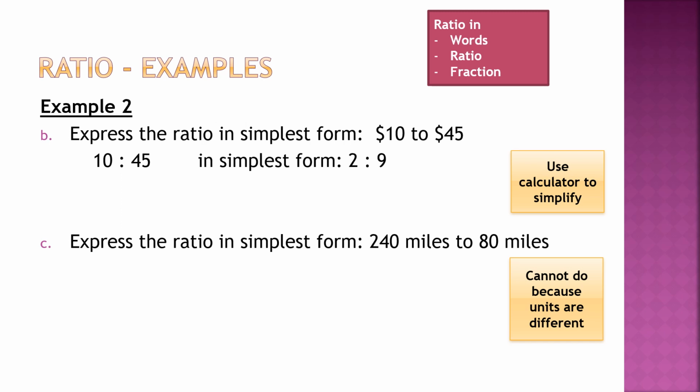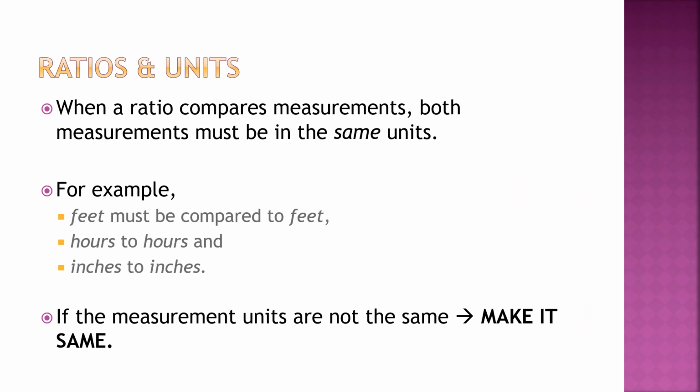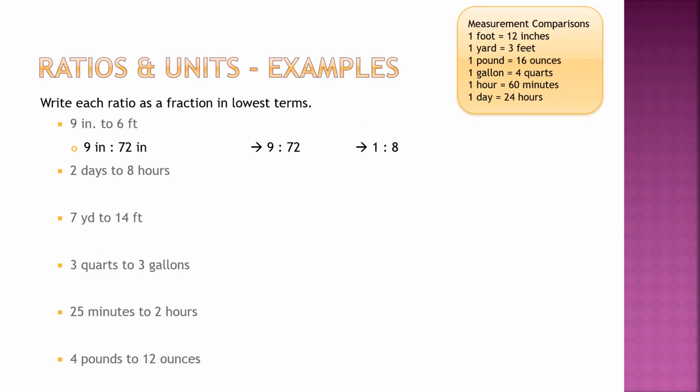Alright, so let's look at the examples. Express it in the simplest form. Just plug in your calculator. 10 over 45 will give you 2 over 9. You just write it down. When a ratio compares measurements, both measurements must be the same units. I already told you, so make sure you make it the same. Don't worry, the measurements are given to you up there. So you just change it, you make it the same, and you complete this.